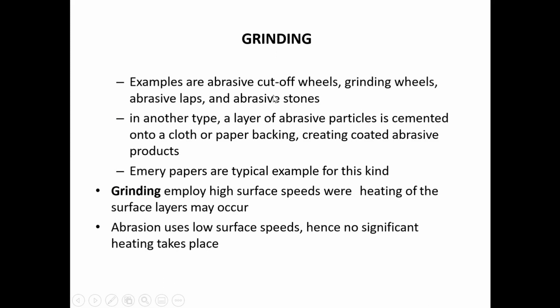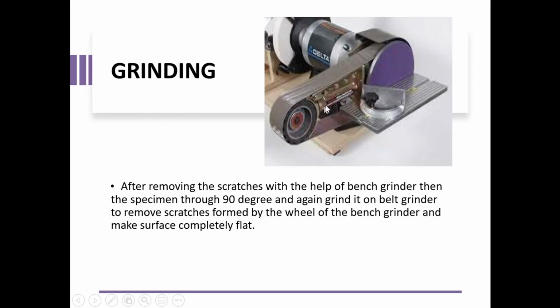The examples of these abrasive materials are cut-off wheels, grinding wheels, abrasive laps and abrasive stones. Mostly a grinding wheel is used for grinding, and after that sometimes emery papers are used, which act as a layer of abrasive particles cemented on a cloth or paper backing, creating a coated abrasive product. Lastly, grinding employs high surface speed where heating of the surface may occur. So in order to minimize the heat produced during grinding, we have to use low surface speed, hence no significant heating will take place. So this is the grinding.